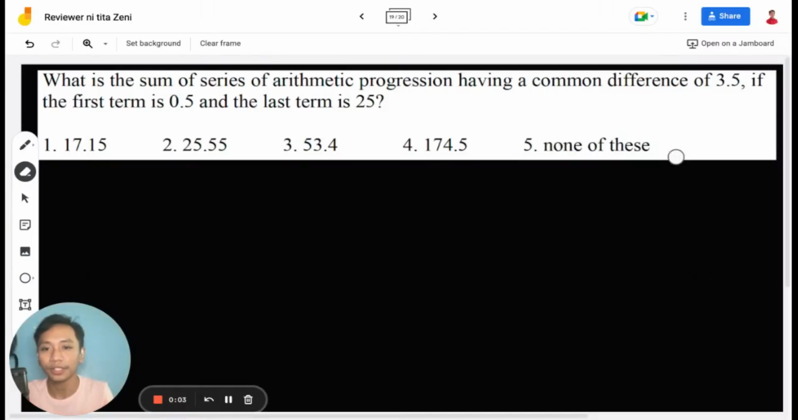What is the sum of series of arithmetic progression having a common difference of 3.5 if the first term is 0.5 and the last term is 25?